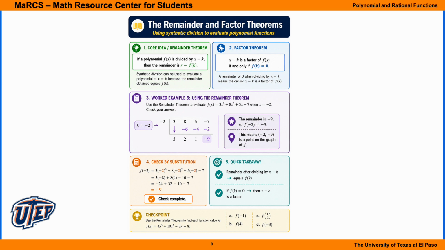So a quick takeaway is that the remainder after dividing by x minus k should equal f of k. And if f of k is equal to 0, then x minus k is a factor.